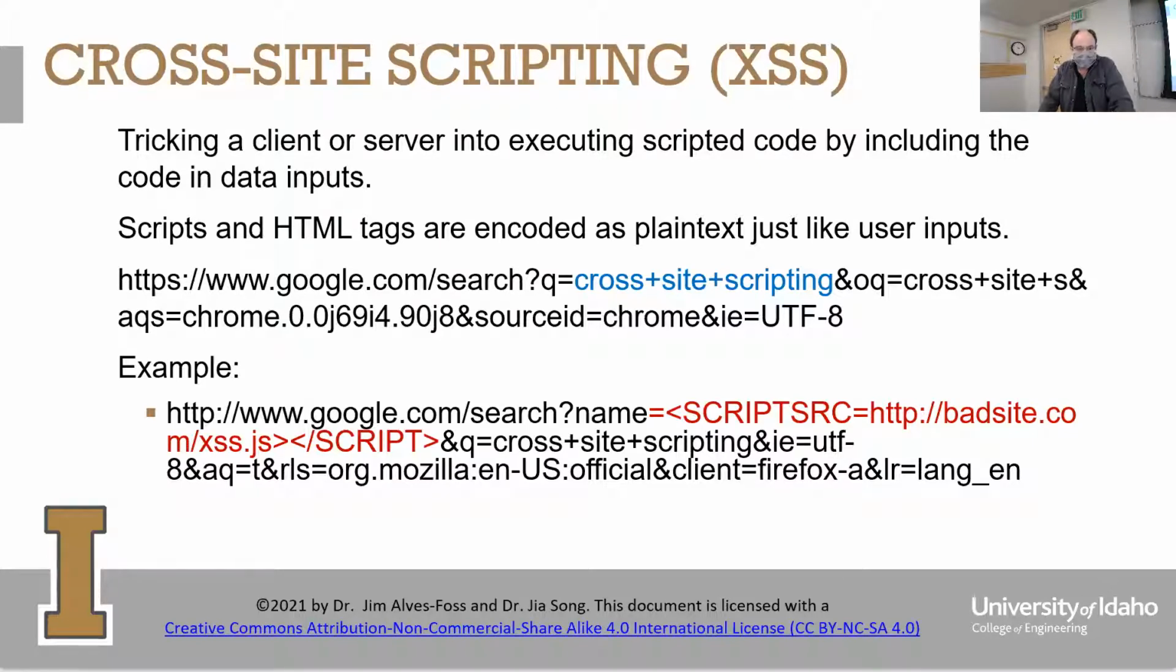So for example, scripts and HTML tags should be encoded as plain text, just like the user input. So here's a google.com search, right? And maybe I just wanted to put that in somewhere. And instead I put in this script source, badsite.com/cross-site scripting JavaScript and script. And so this thing, when it's displaying it on the screen, will actually execute this thing, because the browser is just going through reading these things. Oh, wait, hey, there's a script I have to read. Because your browser doesn't know better.